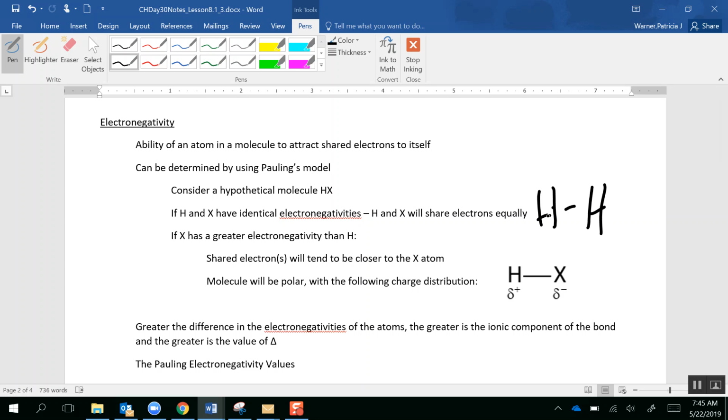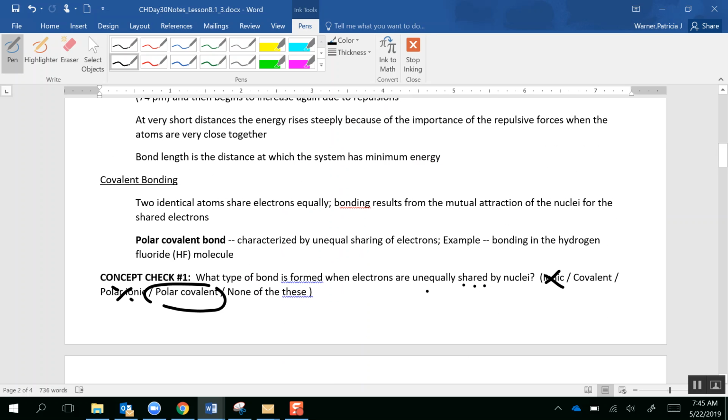If X has a greater electronegativity than H, the shared electrons are going to be pulled closer to the X atom, and notice that there's a charge distribution in the atom. So if you looked at the atom over a period of time, the X end is going to have somewhat of a negative charge, and the H end is going to have somewhat of a positive charge. The greater the electronegativity differences, the greater a bond moves towards an ionic component.